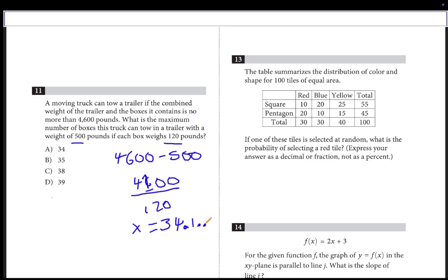34.1 decimals. And this is a real world problem, so you have to use real world mathematics. That means you can't have 0.1 of a box, meaning that we can only go to our smallest value, which is 34, as we round down. So x is equal to 34.